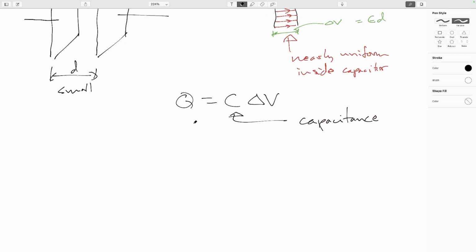So our unit of capacitance is the farad. This is named after Michael Faraday. Long story why the AY got dropped off the end of his name in the unit. But anyway, a farad is a coulomb per volt. And it turns out that the way that SI units work, a farad is actually a pretty big capacitance.